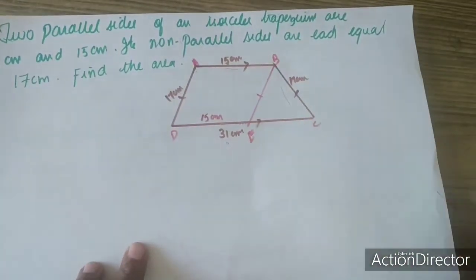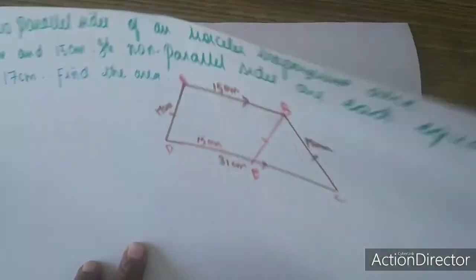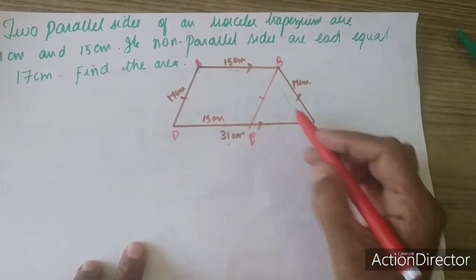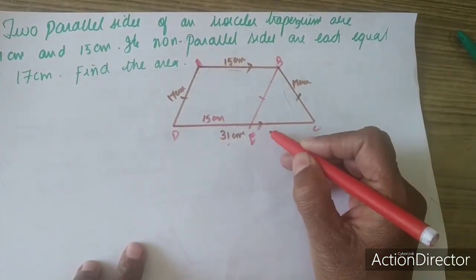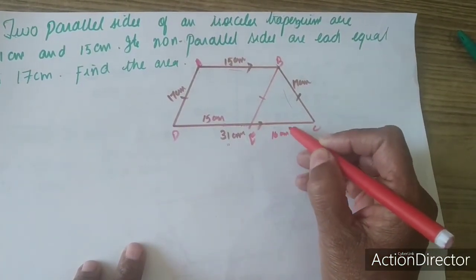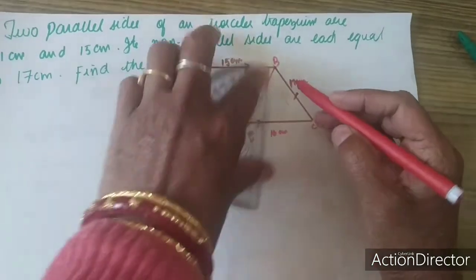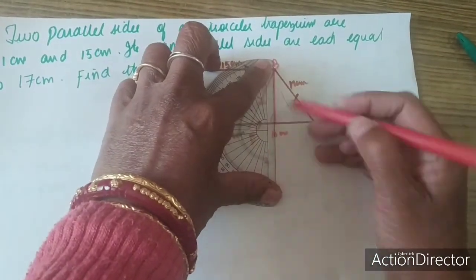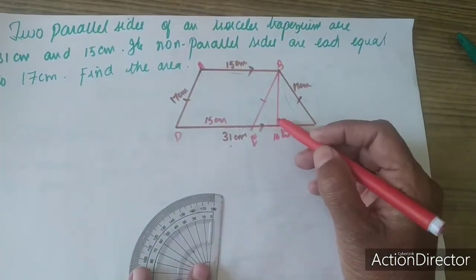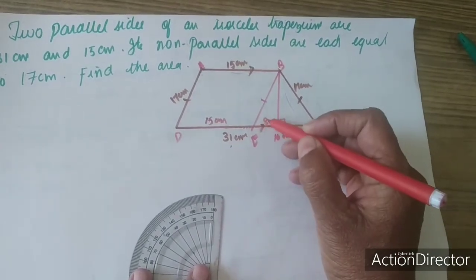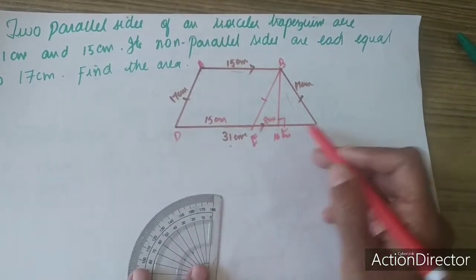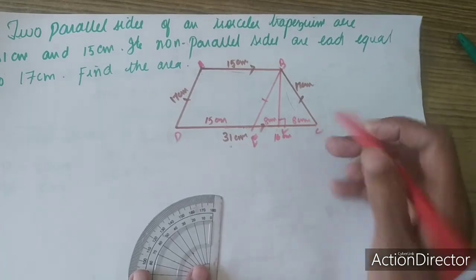Now, the remaining length will be equal to 16 centimeter. Now the second construction will be, we are going to draw BL perpendicular to EC. So this is 8 centimeter. EL is 8 centimeter and LC is 8 centimeter.